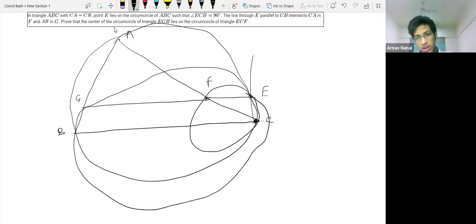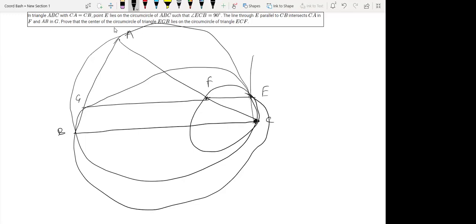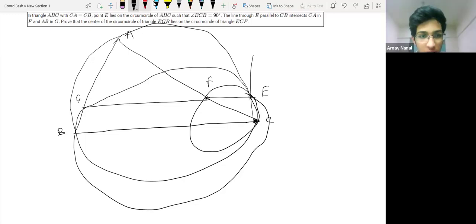Yes, that makes sense. What does it mean that the circumcircle lies on the circumcircle? No, the circumcenter of EGB lies on the circumcircle of ECF.